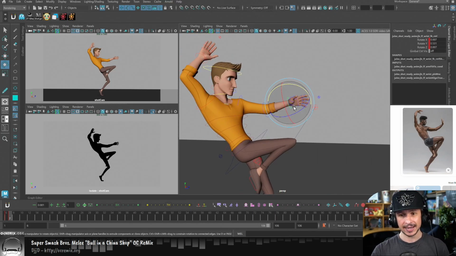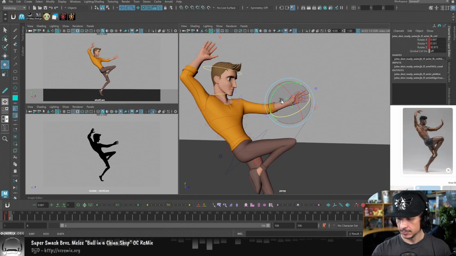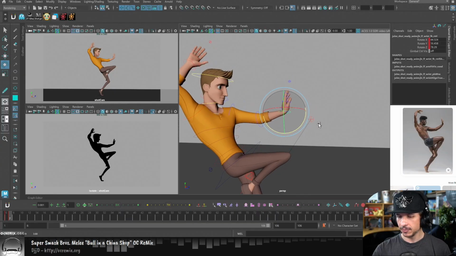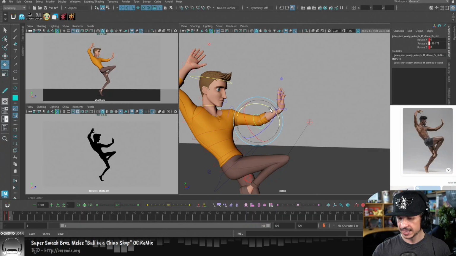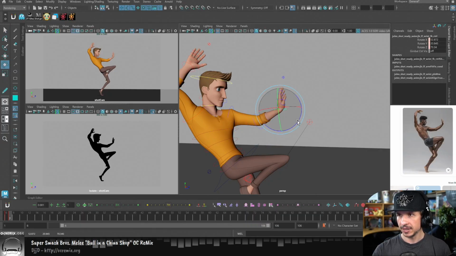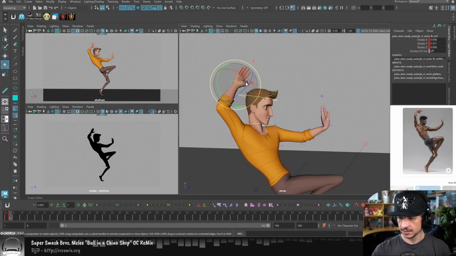Well, I haven't posed out the hands. So I'm just going to quickly get the hands in place. The hands are probably one of the most commonly forgotten posing elements, which you don't want to do. You do not want to forget to pose out the hands. Hands are way too important for that.